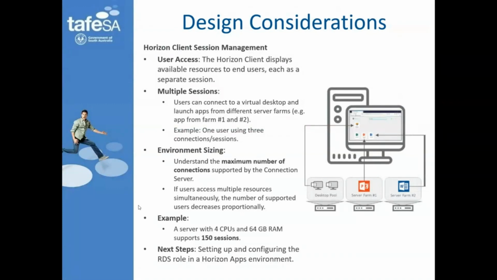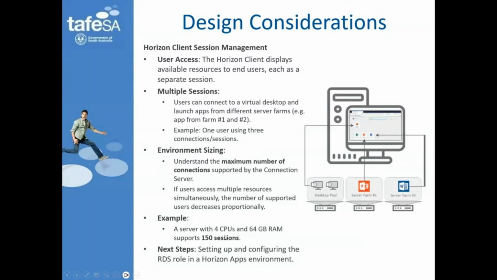So understand the maximum number of connections you need. Getting that right, understanding that. And what's the number of connections supported by the connection server? If user accesses multiple resources simultaneously, the number of supported users decrease proportionally. So what is that saying? If they're accessing multiple instances, then the number of supported users would be decreased because each user is having 2 or 3 or 4 connections. That's equivalent to 4 users having the one connection, isn't it? So it's just maths, isn't it?